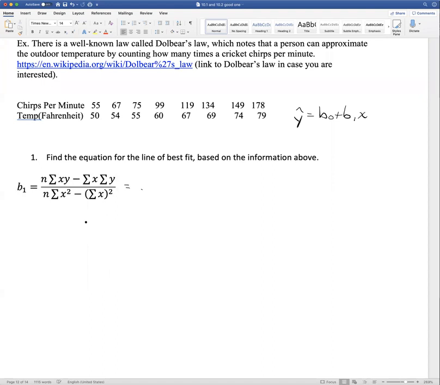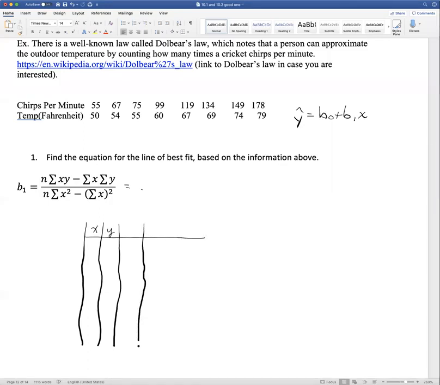I'm going to write down my x values and my y values. I'm going to have a column for my x values, a column for my y values, and a column for my x times y values. We don't need a column for y squared, so then we're just going to have a column for x squared.